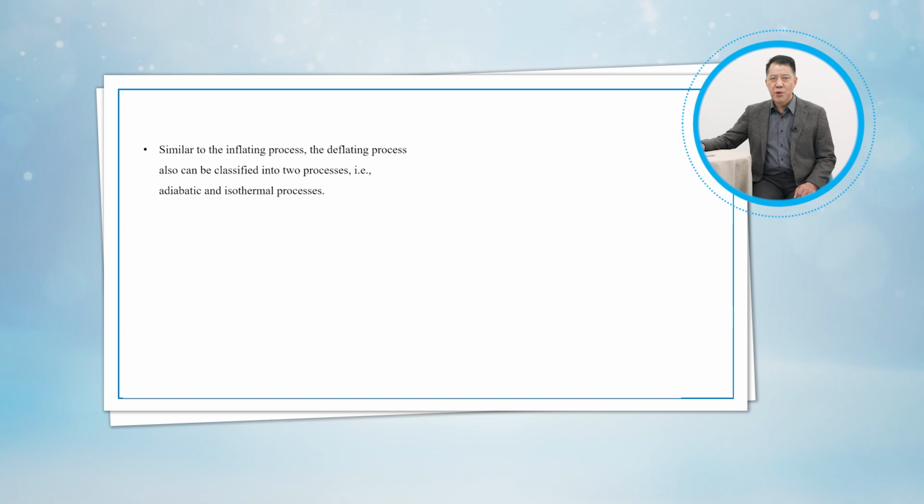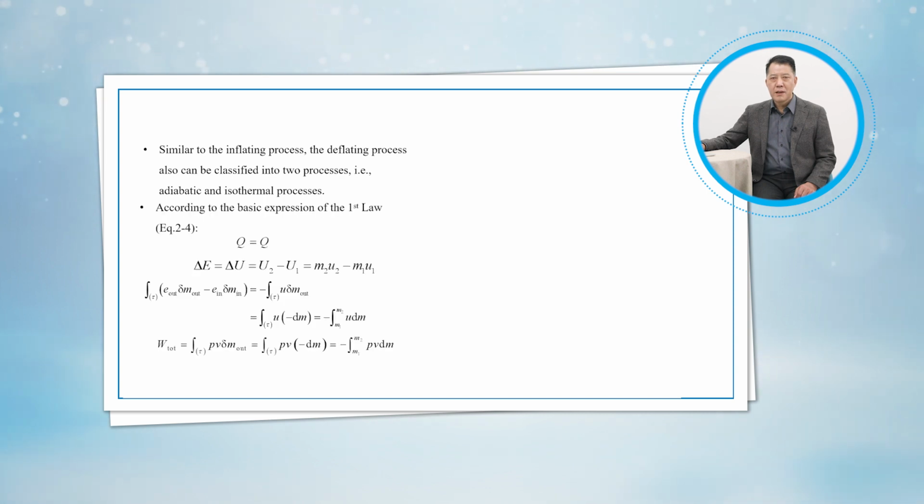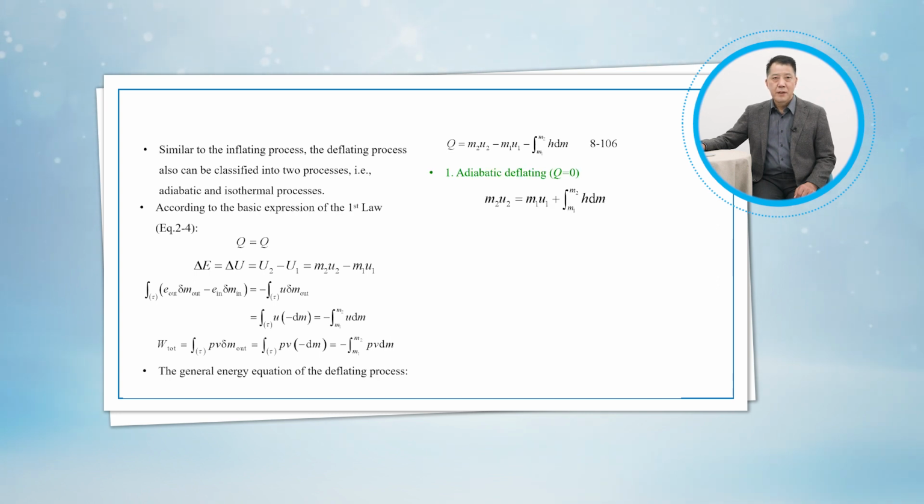Similar to the inflating process, the deflating process also can be classified into two processes, that is, adiabatic and isothermal process. According to the basic expression of the first law, that is, equation 2,4, we have the following expressions for the deflating process. Then we have the general energy equation of the deflating process. This is equation 8,106.